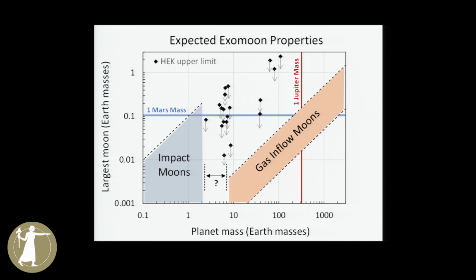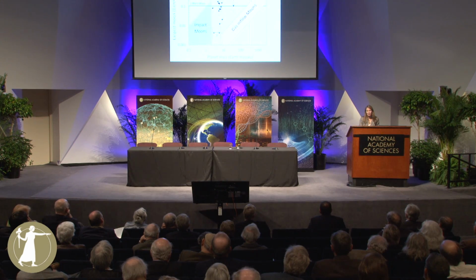And so it seems clear that if we do detect exomoons, we're going to learn something fundamental about the formation of satellites and perhaps planets and their properties in this size range.